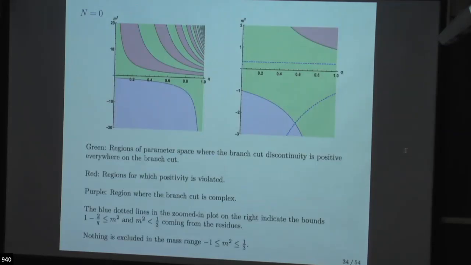So we can plot them, right? And so in the red regions, I'm showing you the values where positivity is violated. In purple, that's the regime where the branch cuts overlap, which we don't want, and that gave us the complex branch cut discontinuity.